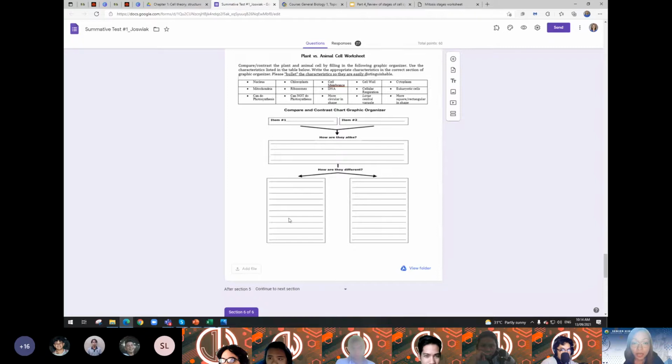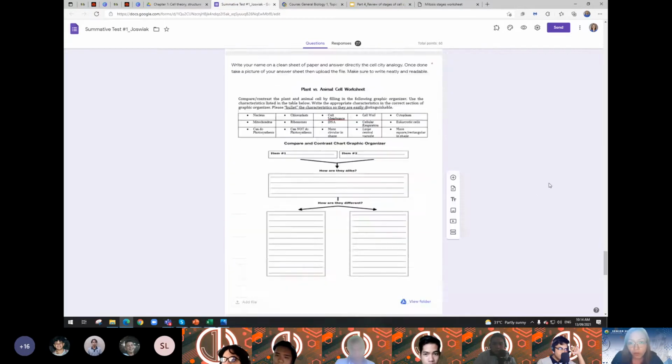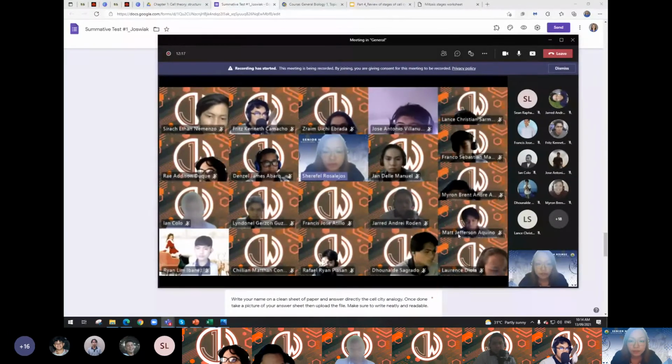So if this is your plant cell, of course, what is unique in the plant is that it can do photosynthesis, it has chloroplast, it is more squarish, and it has a cell wall, right? And for the animal cell, you can put that it is more circular and cannot do photosynthesis. So that's how simple it is. I just want you to be aware of that. Okay, so any question regarding the result?